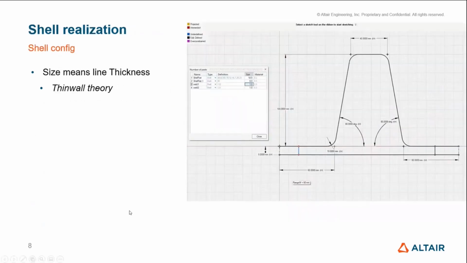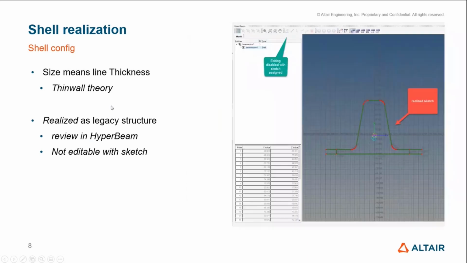Okay, that being said, what does it mean for shell section? So the shell configuration section is still using the scene wall theory behind the scene, which means that each and every domain is a collection of line plus a thickness. And then once we define a sketch, that sketch will be realized onto the legacy point, which by now we still allow in this version to review a beam section inside Hyperbeam.